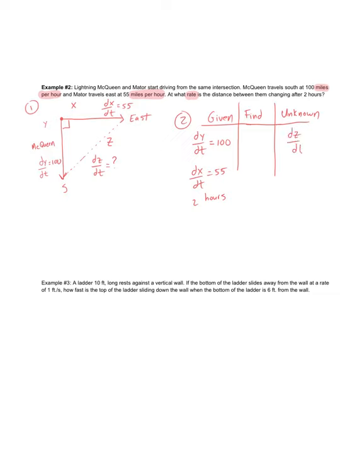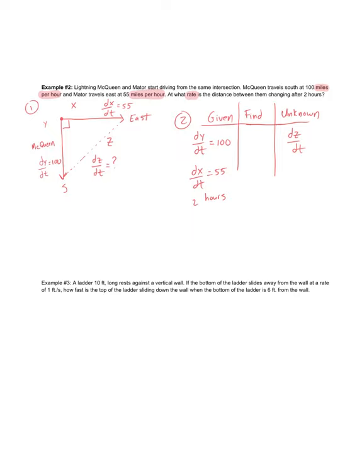dz/dt. All right. Now, one thing to keep in mind, remember, if your original function is increasing, this length is increasing as he drives to the east. This length is increasing. That means that the derivative is positive. This is the derivative. It's positive 55. Same thing here. This side length is increasing as McQueen drives south, so our derivative is positive 100. If your function is increasing, the derivative is positive. If your function is decreasing, the length is decreasing, then your derivative would be negative.